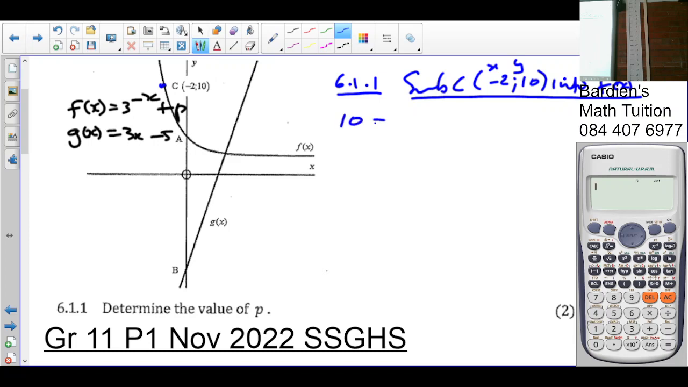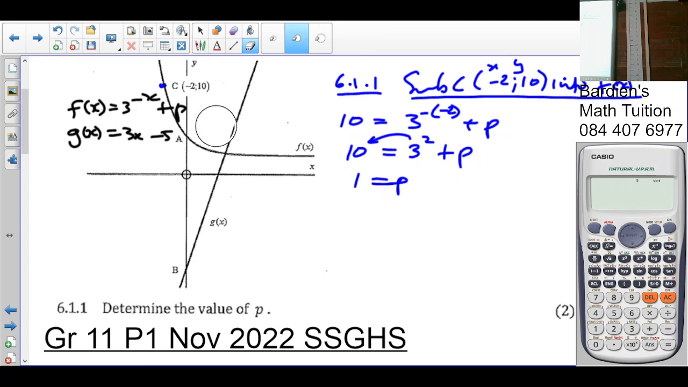So we have 10 is equal to 3 to the minus x, it's actually minus (-2) as x is minus 2, plus p. That's going to give you 3 squared plus p is 10, as negative times negative is positive. 3 squared is 9, 10 minus 9 is 1. So p is equal to 1. Instead of using p, I'm going to use the 1.